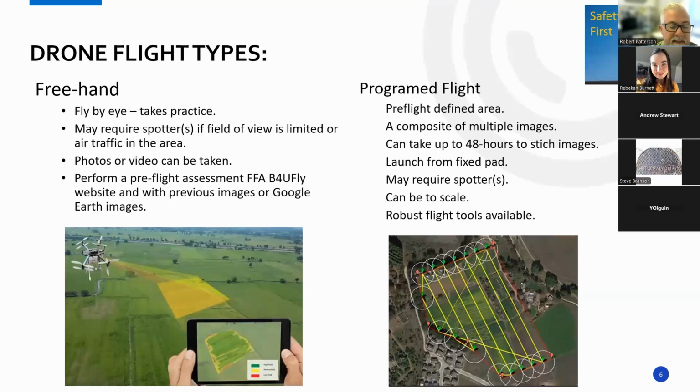The second type of flight is a little bit more detailed, and this is where you use a programmed flight where you're going to predefine the areas that you're going to capture. This basically goes like a lawnmower over your site, stitching everything together. You launch it from a fixed pad. And this is really nice because you can make your maps to scale. Some of the maps may take a while to process as they are rather large.